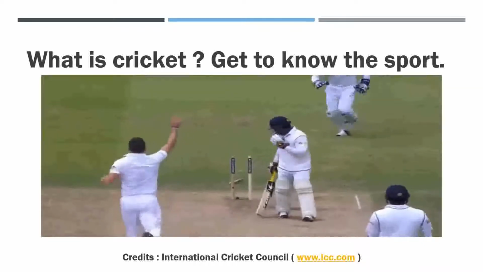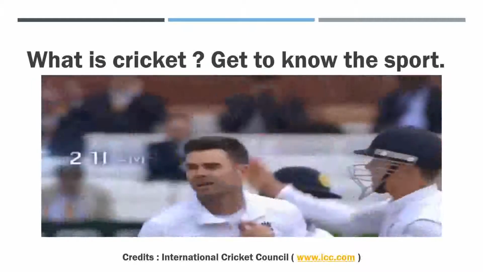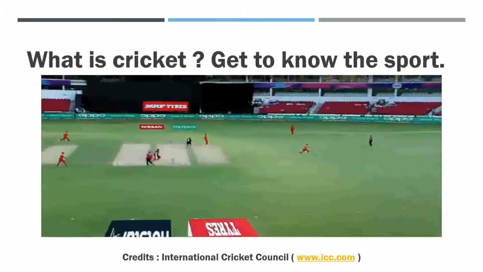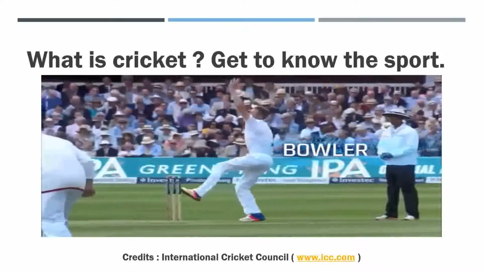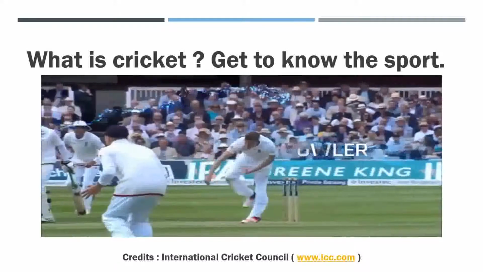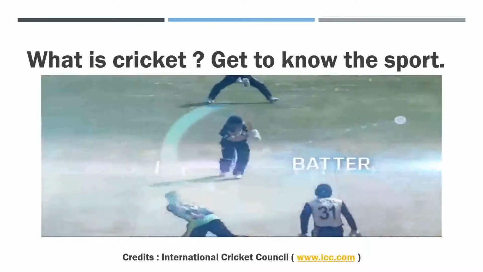Cricket is a bat and ball sport that involves two teams with 11 players on each side. The aim of the game is to score more runs than the opposition. One player, the bowler, bowls a hard leather ball that speeds of up to 150 kilometers per hour at a player from the opposing team, who then attempts to hit it with a bat in order to score runs.